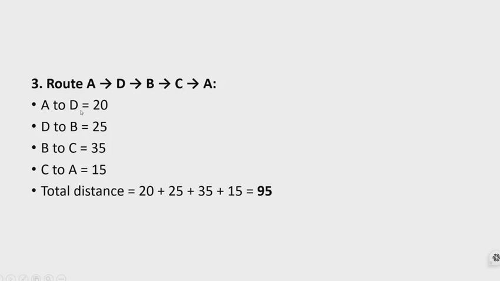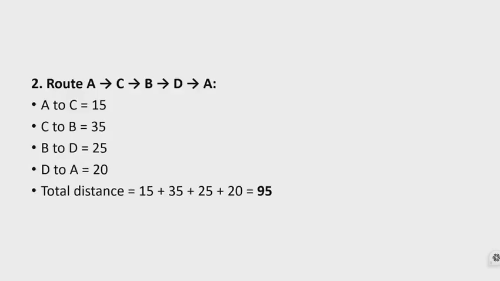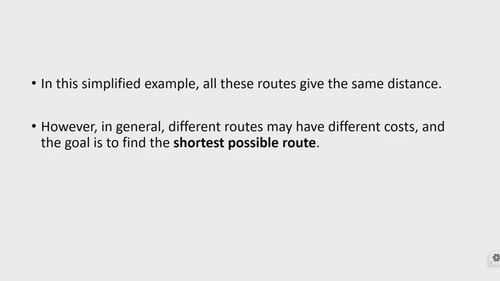We start from city A to city D, city D to city B, city B to city C, and city C to city A. City A to city D is 20, city D to city B is 25, city B to city C is 35, and city C to city A is 15. The total distance is 20 plus 25 plus 35 plus 15, equal to 95. This is the minimum cost.